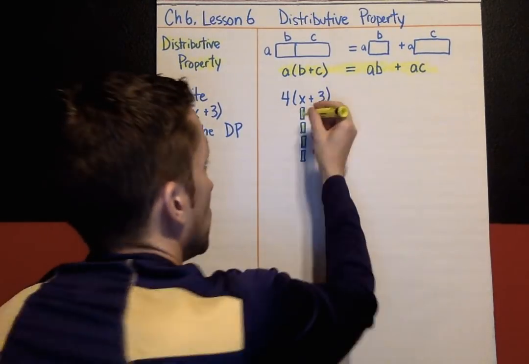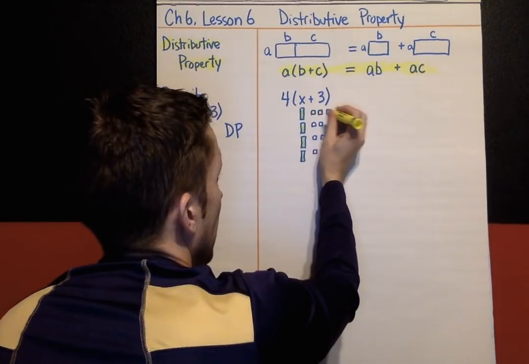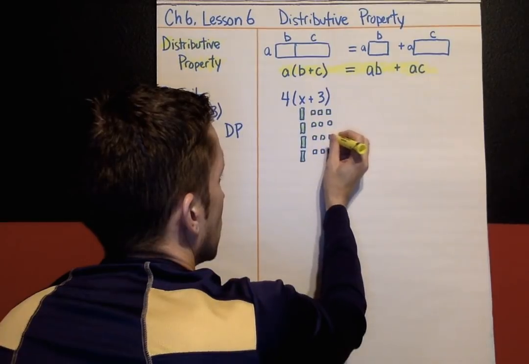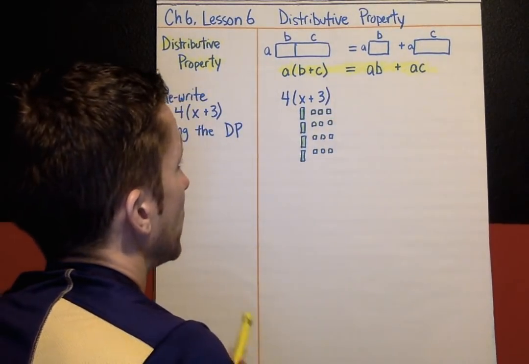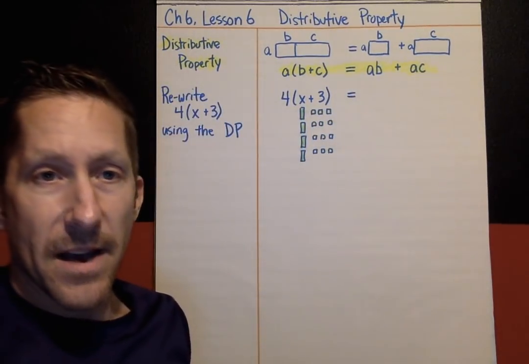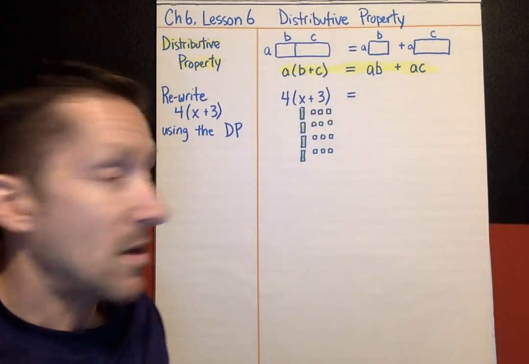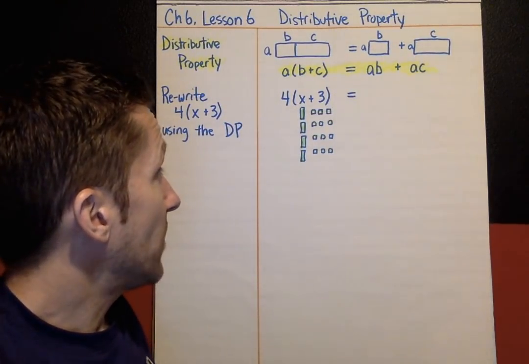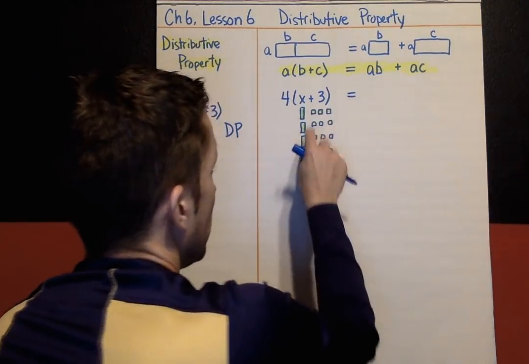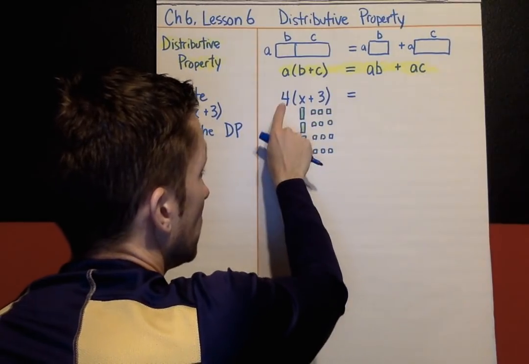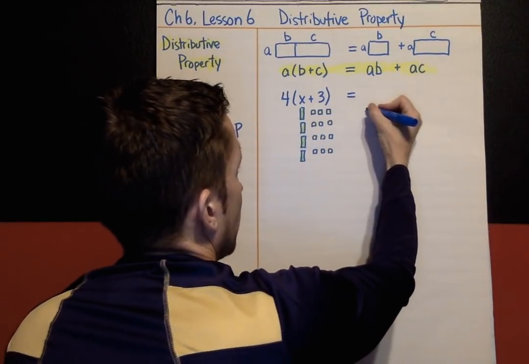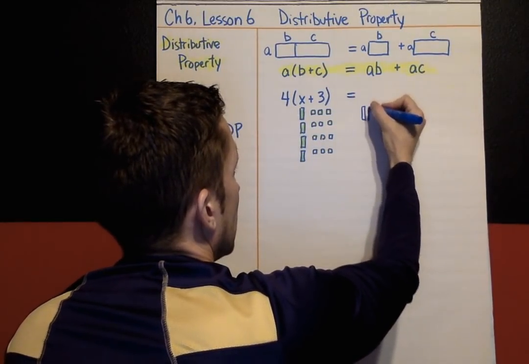And remember, I told you that you can't put together nuggets and fries. They are 2 separate things. But I could rearrange my fries and nuggets into one large group. All the fries together and all the nuggets together, those can be combined. So this picture right here, x plus 3 times 4, this 4 out here means 4 times this thing on the inside. I can rewrite that. If I put all my fries together, it would look like this.